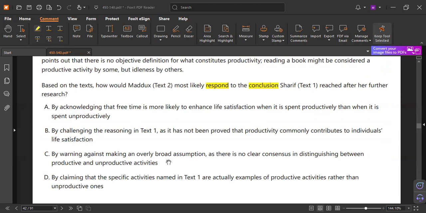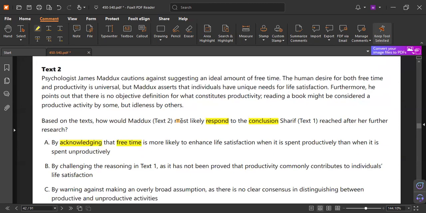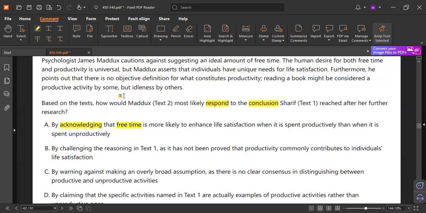Is it A? Letter A, by acknowledging, by admitting, by agreeing that free time is more likely to enhance life satisfaction. Yes, because B is challenging. There is no challenging in it, it wasn't talking about challenging. Okay, so B is wrong. I agree with you.